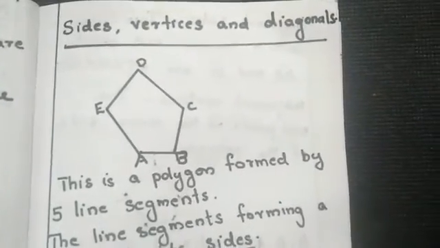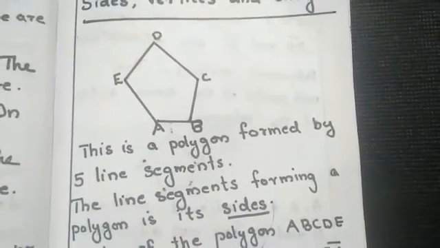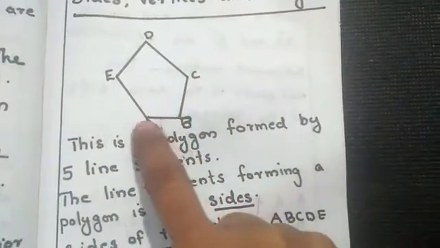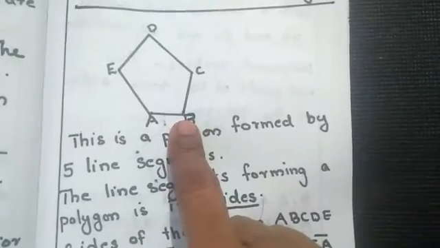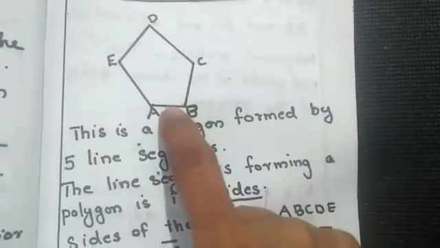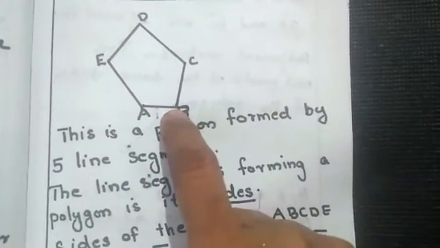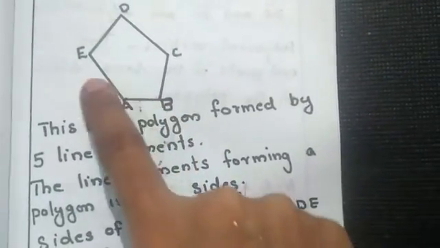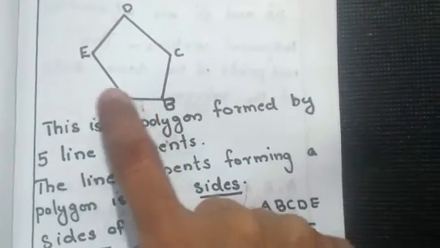Next, what is the word? Diagonals. What is a diagonal? Here you can see AB and BC are two sides having the common point B. So, there is a common point for these two sides, and we can say these are adjacent sides. And here EA and AB are adjacent sides. Adjacent means nearby sides.